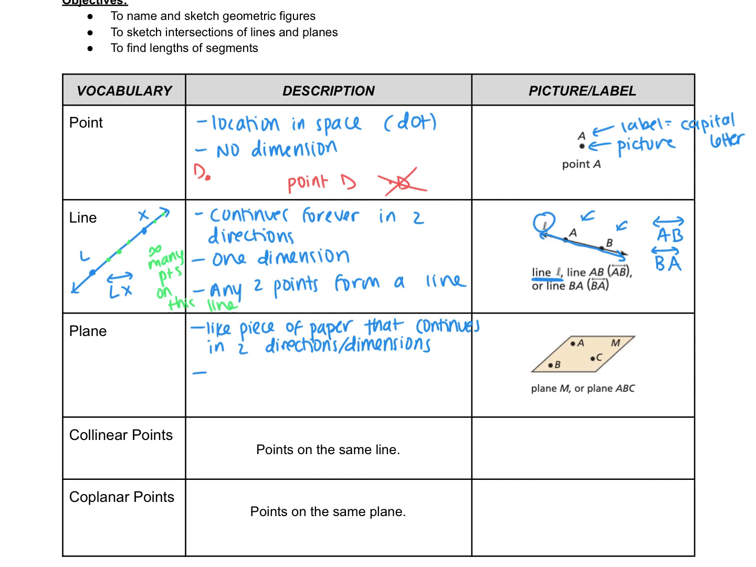Okay, so what was key above is that any 2 points formed a line. So if 2 points form a line, to form a plane, we need 3 points. So 3 points form a plane. But here is what is really, really important. Those 3 points cannot be on the same line.